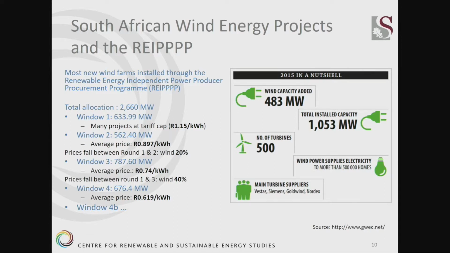It is worth noting that the electricity price for each bid window is significantly less than the previous window, starting from R1.15 per kilowatt hour, going down to 62 cents per kilowatt hour, a trend which is expected to continue into the future. By the end of Window 4, South Africa will have more than 3.5 gigawatt of wind energy capacity installed.